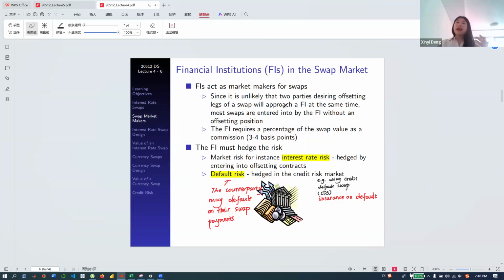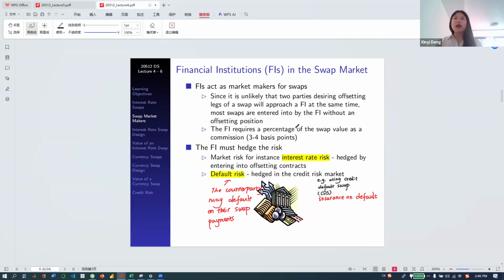The financial intermediaries are the market makers. Acting as a market maker, they would require a percentage of the swap value as a commission. Later we will see how that commission works. And also the financial intermediaries, standing in the middle between those two parties of the swap contract, actually have to hedge the risk.